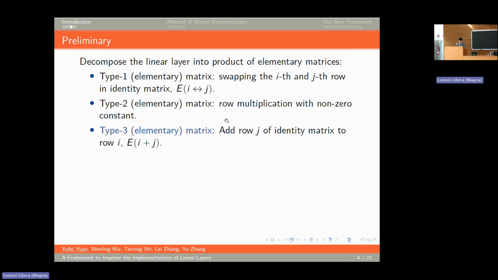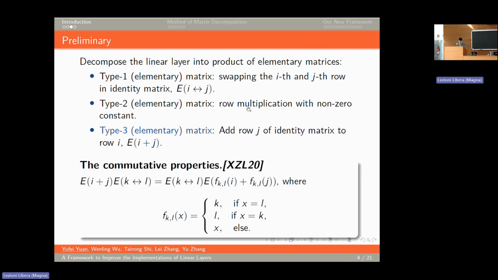So the type 3 matrix corresponds to the row addition operations, and if we add a row j of the identity matrix to the row i, the number of type 3 matrices matters. And as the preliminary says, we can decompose the linear layer as the product of type 1 and type 3 matrices. But their order can be chaotic. So in the previous work, they introduced the commutative properties to reorder the product of type 1 and type 3 matrices.